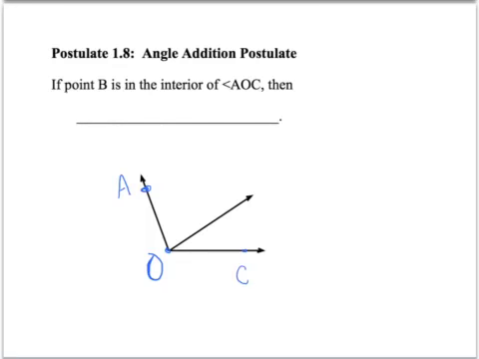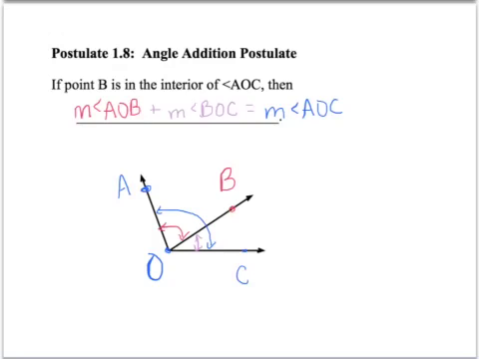It says if point B is in the interior of angle AOC, so I need to place point B inside of that angle, then the measure of angle AOB, which is this angle, plus the measure of angle BOC is going to equal the measure of the entire angle, which is the measure of angle AOC. And this should make a little bit of sense.